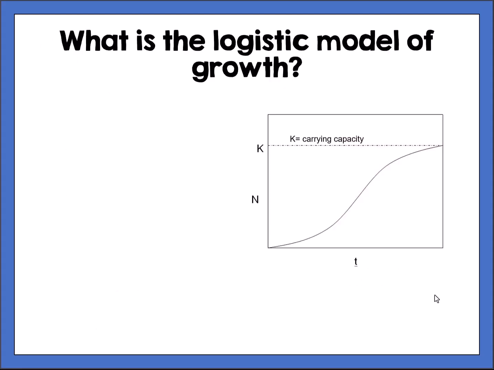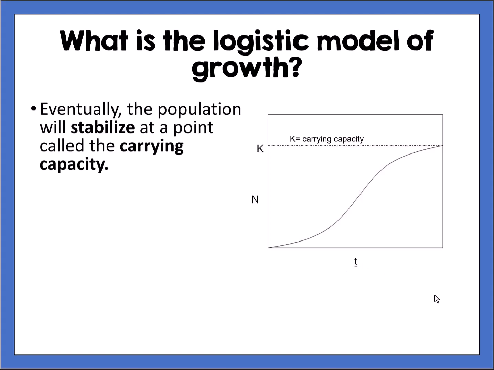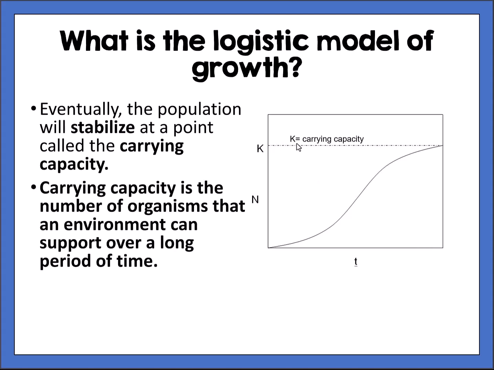So what is the logistic model of growth? Well, eventually, since we have these limiting factors, the population will stabilize at a point called the carrying capacity. And when we use a graph here, carrying capacity is listed as K, the variable K. And carrying capacity is simply the number of organisms that an environment can support over a long period of time. So not the maximum that it can ever support, but the maximum that it can support for a long period of time.